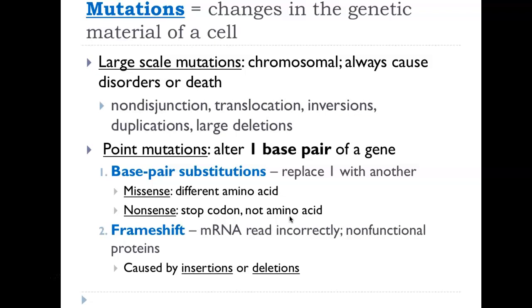A frameshift mutation is going to be caused by an insertion or a deletion of a base, which is going to completely shift the reading frame of triplets, of codons, either to the left or to the right, and will always cause non-functional proteins. So if I were to ask you which is more serious, a substitution or a frameshift, you would need to say frameshift. That doesn't mean substitution can't lead to disease. It just means frameshift is going to not only change one amino acid, but every amino acid after that. All right.